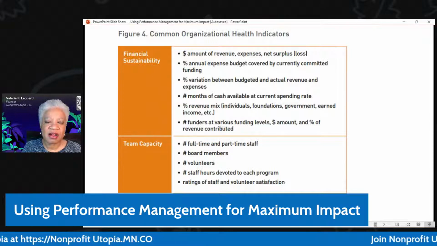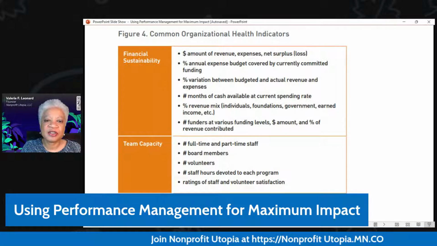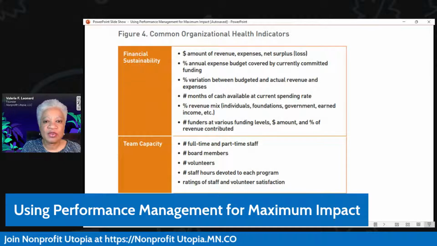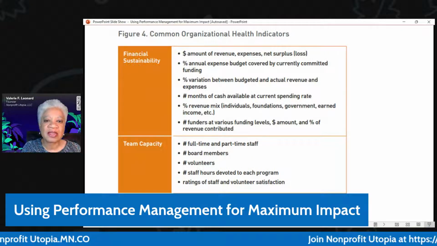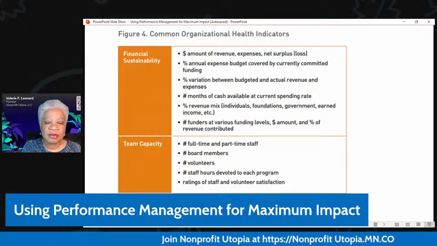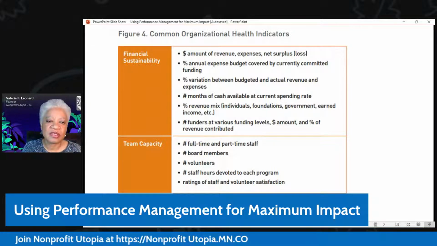All right, so here are some examples from that first box, these are the organizational health indicators. I'm not going to read every one of them. If you are a member of the Nonprofit Utopia community, you can go online, download this workbook, and you'll be able to do a deep dive and review this in your own time.